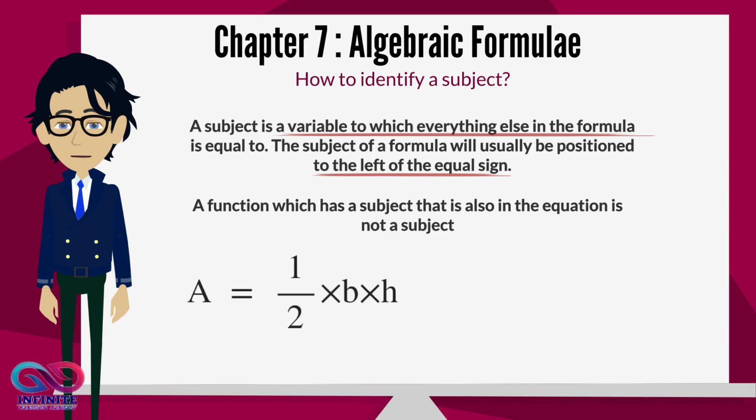For example, this formula, a equals to 1 over 2 times b times h, clearly shows that a is the subject. On the other hand, a equals to 1 over 2 times a times h may seem to show that a is the subject. But, in reality it should not be considered as a subject. This is because the so-called subject is still in the equation. This is why a should not be considered as a subject.